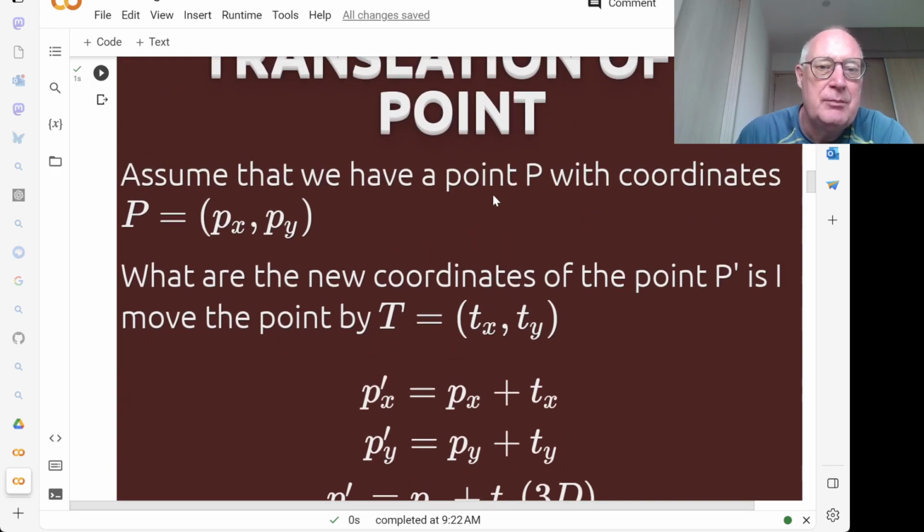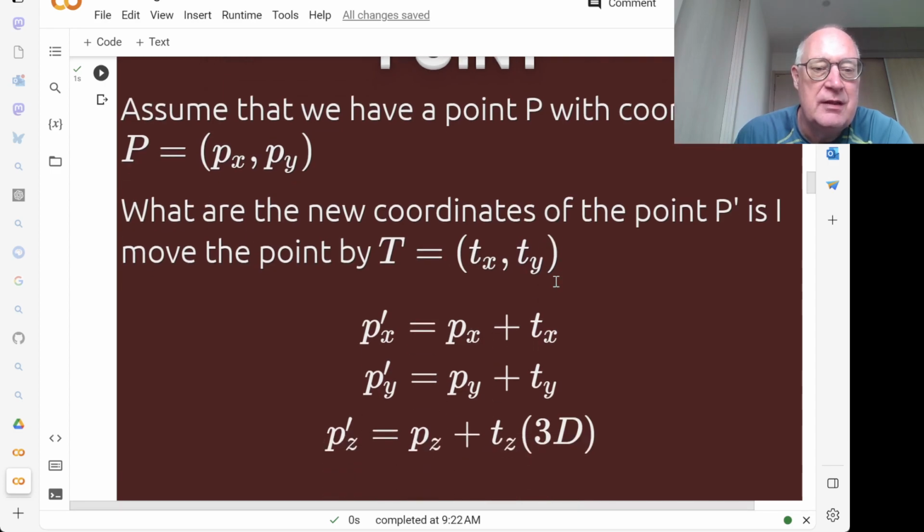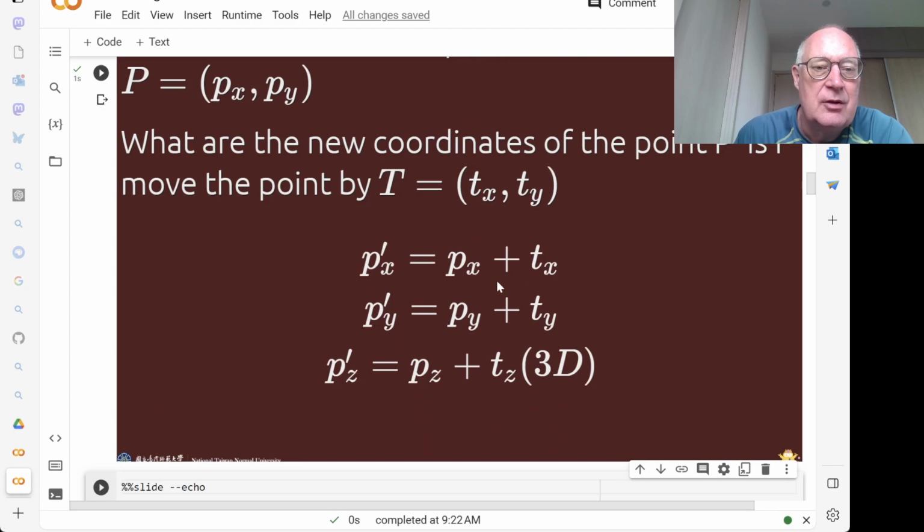If I'm given a point P with the coordinates Px and Py in 2D and I want to translate it by a vector T which has components Tx and Ty, then the new coordinates are going to be P dash x is Px plus Tx, P dash y is Py plus Ty. And if we're dealing with 3D, then we can extend it to the third dimension.